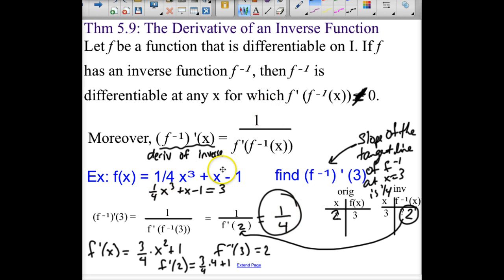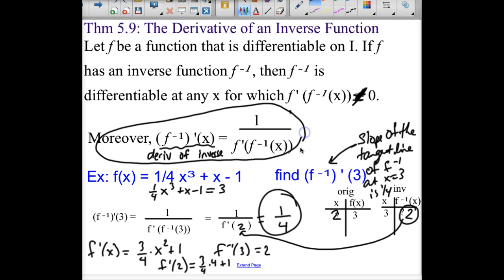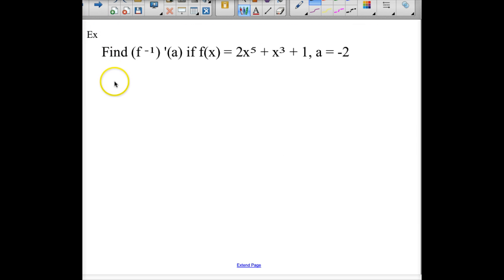Again, if we could find the inverse of this easily, we wouldn't have to go through all this, but since we can't, and that will come up often, at least once in AP Calculus on the exam, then you have to know this formula. All right? It will probably be on the chapter test and the quiz. So let's do an example here.